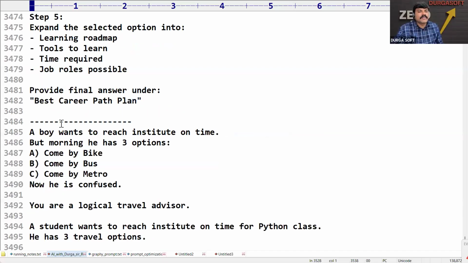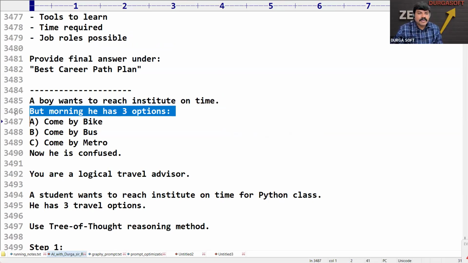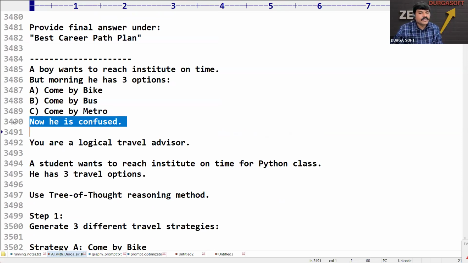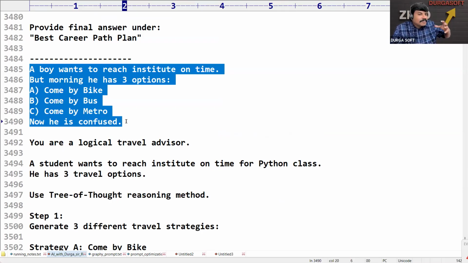Now, ready to go for the next example. A wonderful example, friends, it's going to be very helpful. A boy wants to reach an institute on time. But in the morning, he has 3 options: come by bike, come by bus, come by metro. Now he's confused. How many options does he have? 3 options: bike, bus, or metro. Like 3 different lines of thinking.